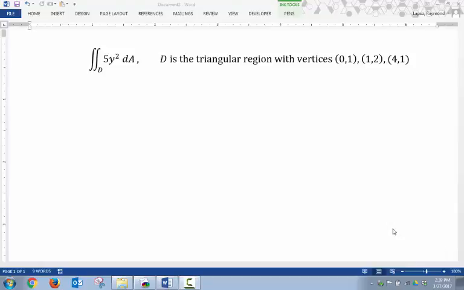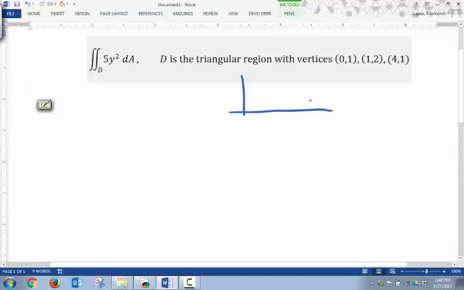Hey, let's try doing this problem. We have a double integral of 5y squared dA, and your region is some triangular region that has these points at (0, 1), (1, 2), and (4, 1). So we can draw a triangle out of that, and we see our little region over here.